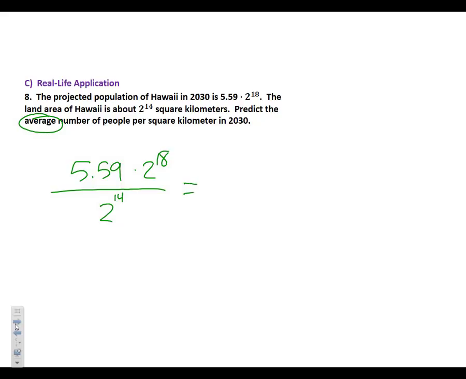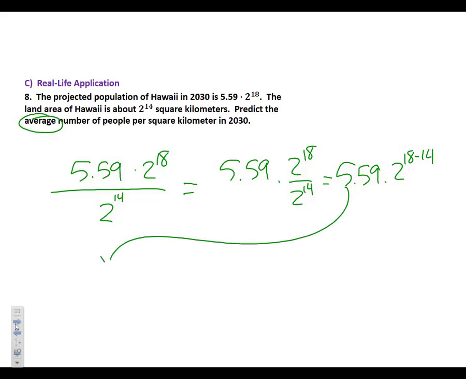Well, we can simplify this by saying 5.59 times 2 to the 18th divided by 2 to the 14th. And what do we do when we're dividing with the same base? That's right, we subtract. So now we have 5.59 times 2 to the 18 minus 14, which is going to give us 5.59 times 2 to the 4th. Well, everybody knows what 2 to the 4th is. 2 to the 4th gives us 16. So we have 5.59 times 16.